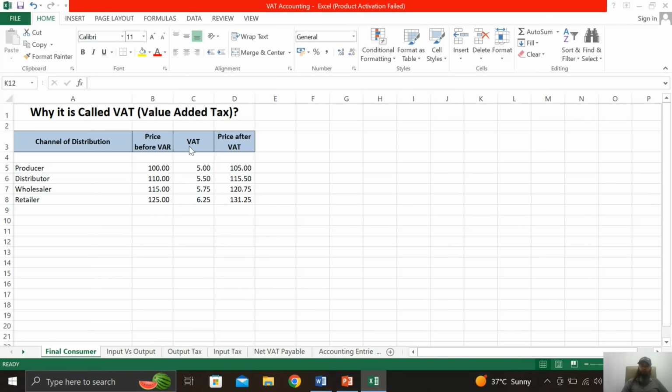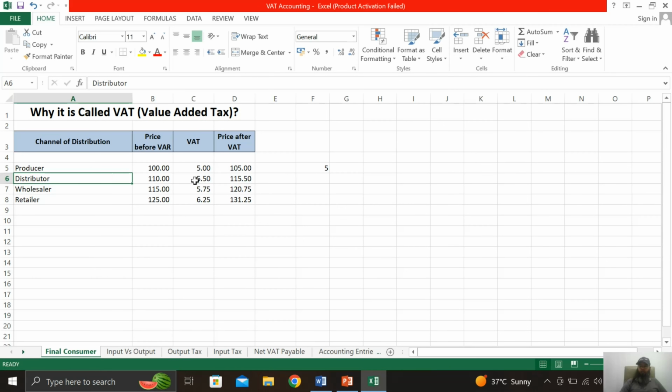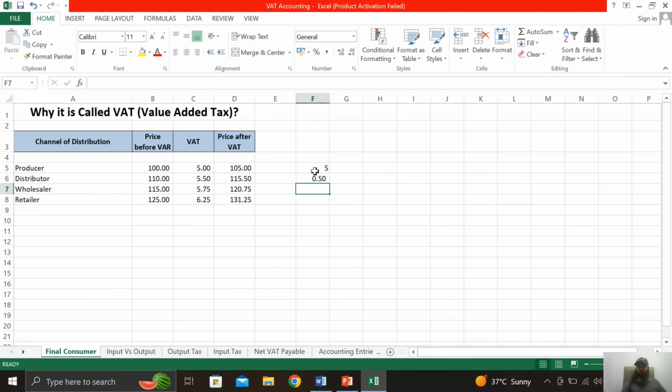And what VAT will the producer pay to the government? The producer will pay only 5 dirham VAT to the government, not from his pocket. He will charge this VAT to the distributor, and he will deposit this amount to the government, 5 dirham on this item. And how much will the distributor pay? The distributor will charge his customer 5.5, so he will pay 5.5 minus the 5 dirham he was charged by the producer. So only 50 fils he will pay to the government for this item.